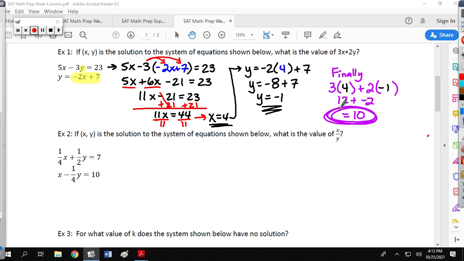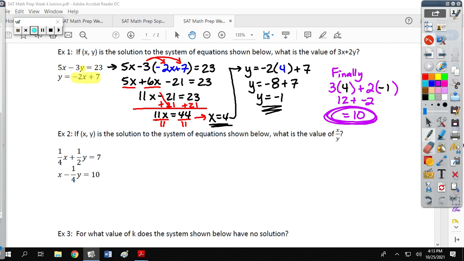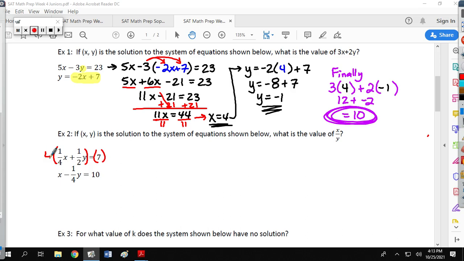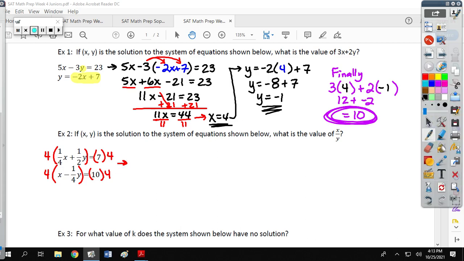If (x, y) is a solution to the system of equations shown below, what is the value of x divided by y? Well, I look at this system and right away I worry about those fractions. So I would start off by getting rid of the fractions. For the first equation, I would multiply by the common denominator, which would be 4. As it turns out, I would end up doing the same thing to the second equation because it too has a common denominator of 4. It only has one fraction, and that fraction has a denominator of 4.